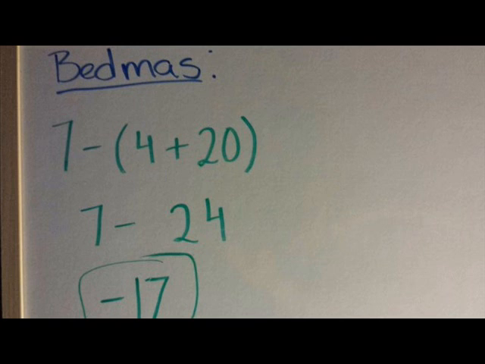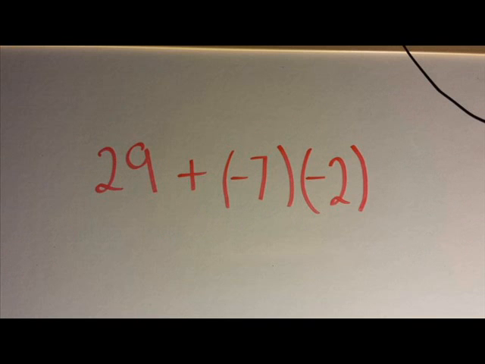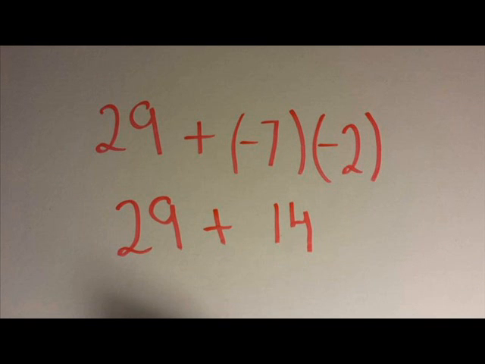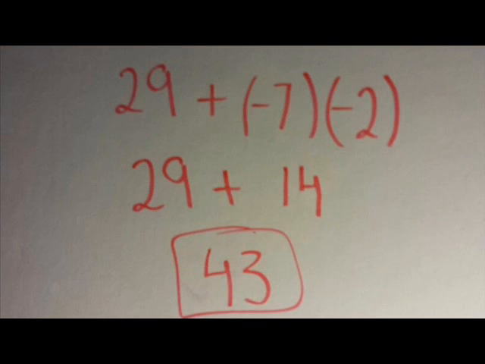Now we're going to get into even harder questions. If you like math, this is going to get fun. So 29 plus (negative 7 times negative 2). Since there are two negatives, it's going to be a positive. So if you multiply them, it's 14. So 29 plus 14 equals 43.